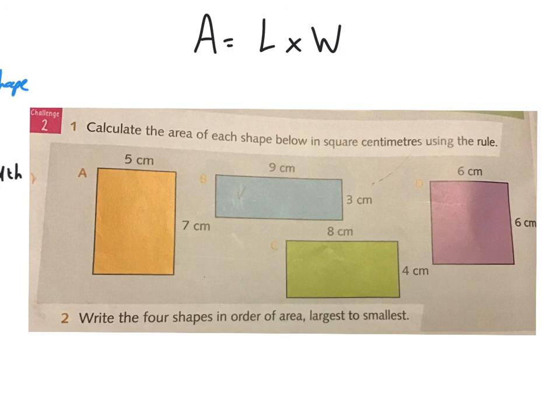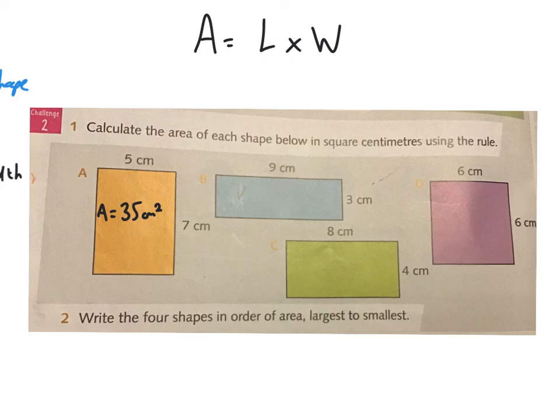So for question 1a, let's have a look at this rectangle. It's 5 centimetres wide and 7 centimetres long. So I'm multiplying them together, length times width, to get my area. And as you all know from your tables, 7 times 5 is 35. So the area of this shape is 35 centimetres squared. We could fit 35 square centimetres inside this rectangle.